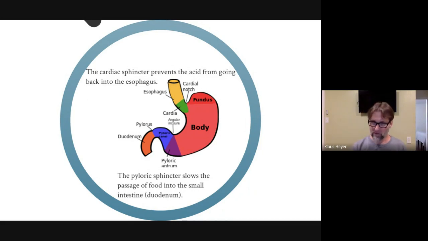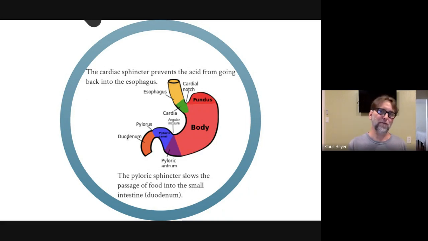We have a sphincter on the other side as well, right? Where the blue is meeting the whatever color orange, right? That's called the pyloric sphincter. That's not to prevent backflow. That's to slow down the stuff from the stomach going into the intestine because it's acidic. You don't want to just dump the acidic contents of the stomach into the small intestine. That's going to burn a hole in your small intestine.